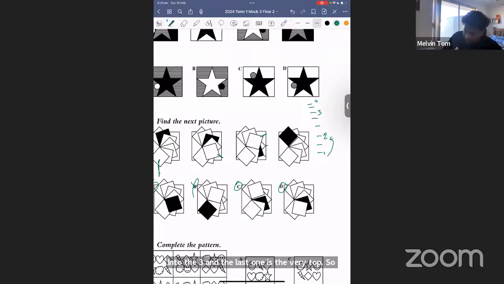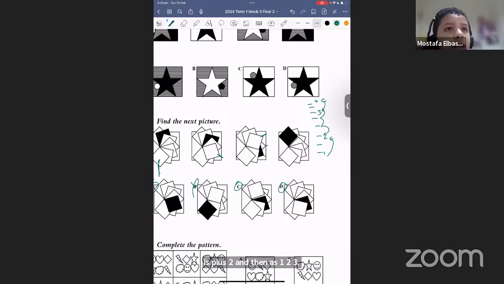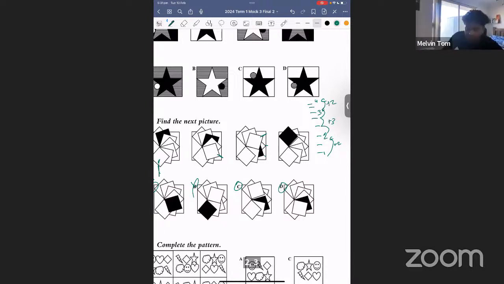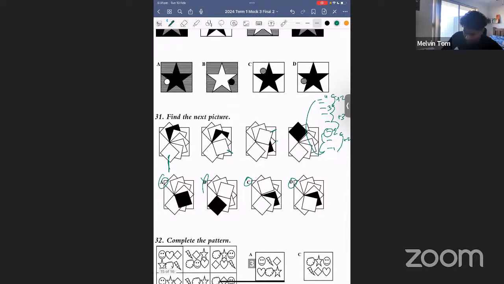So 1 to 2 is +2, and then it's 1, 2, 3, and then it's +2. So the next one should be +2, 3. Next one should be 3. So it should go 1, 2, 3. So it should be the third most bottom one. And the answer is yes, A.